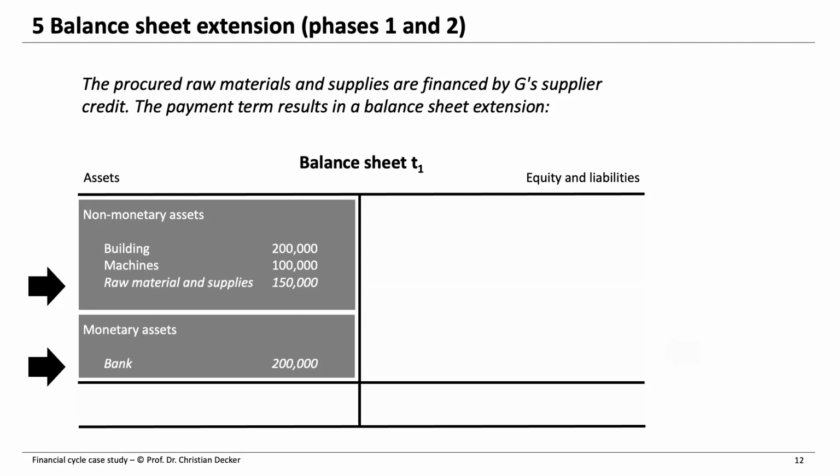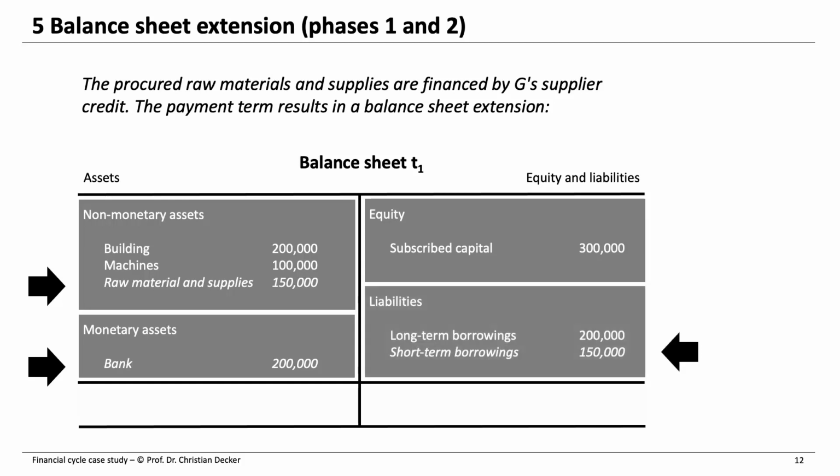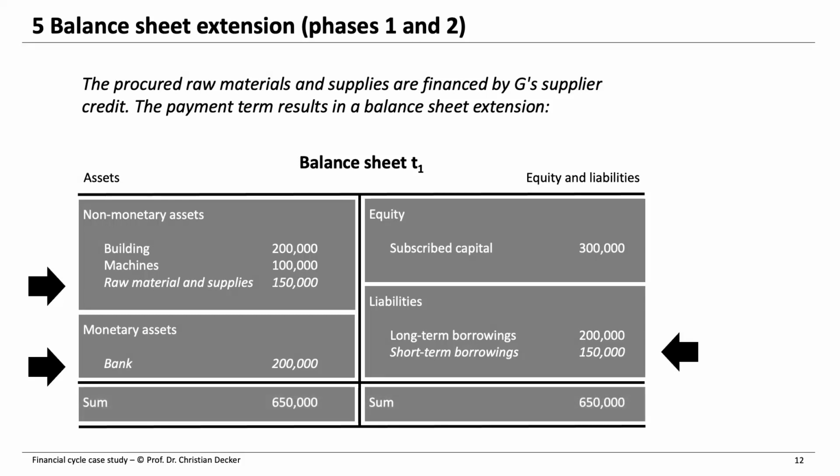The equity and liability side shows the origin of the capital, including the additional supplier credit. The funds brought into the company by the founder are shown unchanged under the item equity as subscribed capital in the amount of 300,000 euro. The startup loan provided by the bank also shows unchanged under the item liabilities as long-term liabilities in the amount of 200,000 euro. The supplier credit taken out is also shown under the item liabilities as short-term liabilities in the amount of 150,000 euro. The balance sheet sum has increased to 650,000 euro due to the use of a supplier credit.